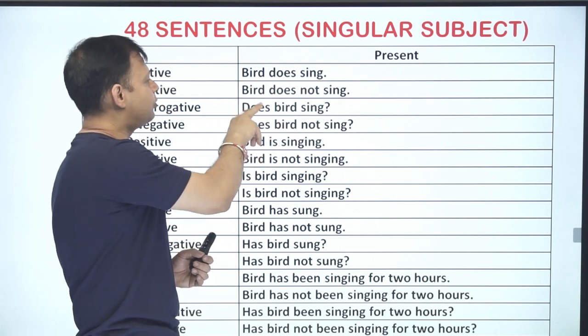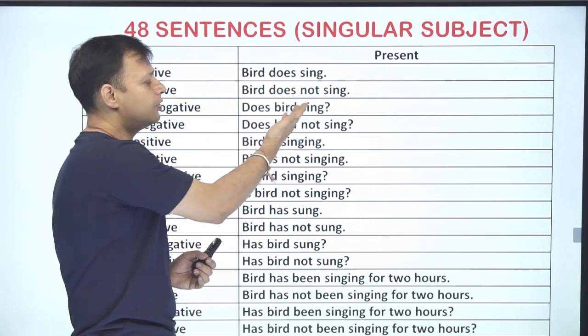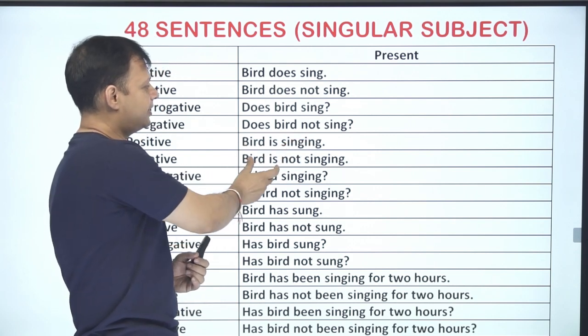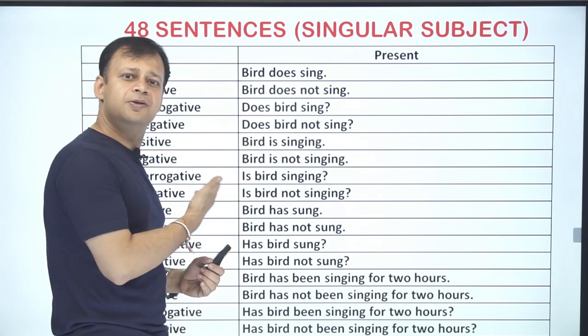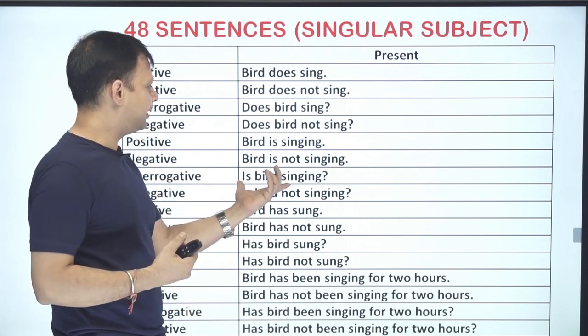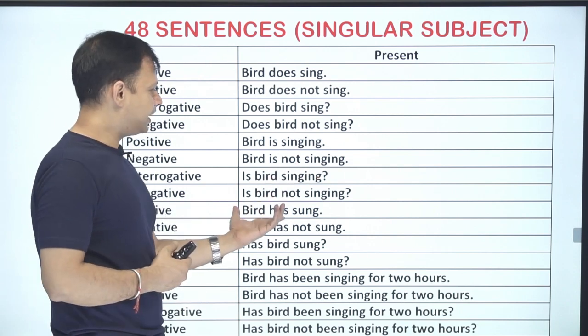And in case of interrogative negative, the helping verb plus subject should come in the beginning. So does bird not sing? Then bird is singing. So here just add not for negative. Bird is not singing. Then bring is in the beginning. So is bird singing? That becomes interrogative, and is bird not singing? The interrogative negative.